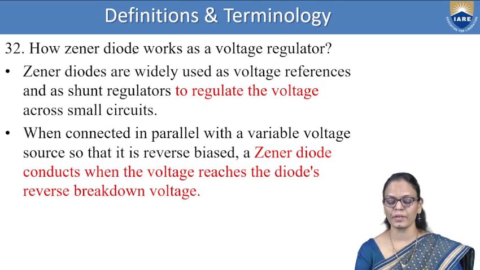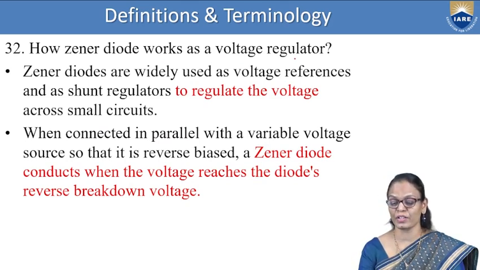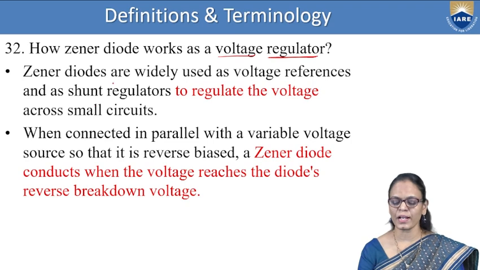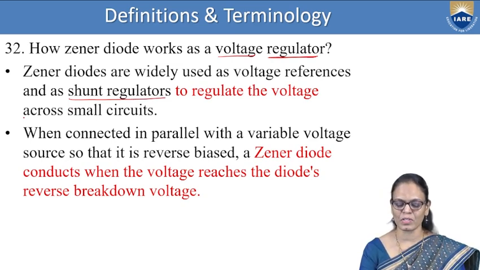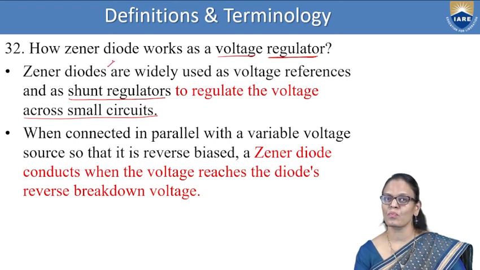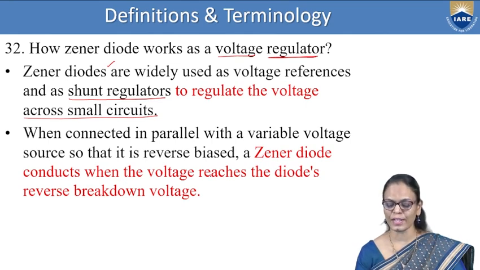Now, how does a Zener diode work as a voltage regulator? Zener diodes are widely used as voltage references and also as shunt regulators to regulate the voltage across small circuits. Wherever you have small circuits and you need to regulate the voltage, we use Zener diodes. When connected in parallel with a variable voltage source so that it is reverse biased, a Zener diode conducts when the voltage reaches the diode's reverse breakdown voltage.